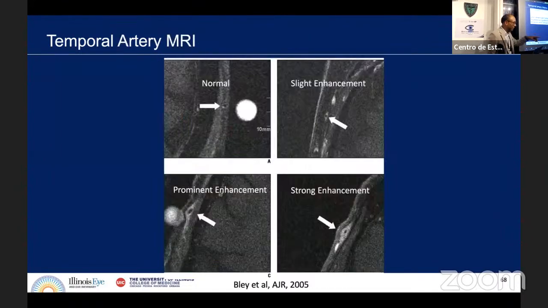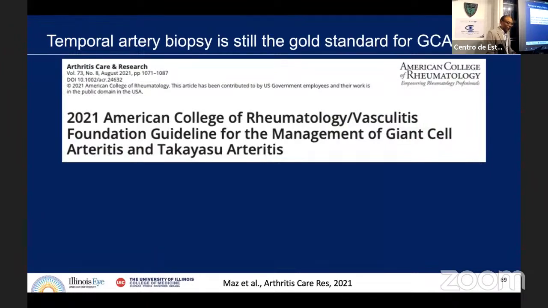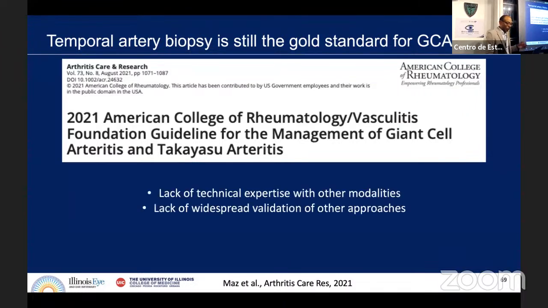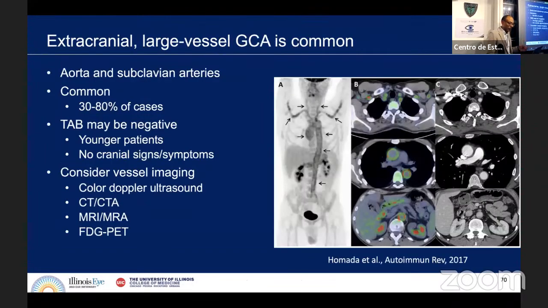Sorry, around the vessel. Yes, around the vessel. Still, even though we're trying to find a way to not do a biopsy on these patients, it still remains the gold standard for giant cell arteritis. In the US, the American College of Rheumatology states the reason they don't think ultrasonography is the way forward, at least yet, is that there's a lack of technical expertise with these other modalities, ultrasound and MRI, and lack of widespread validation of these other approaches.